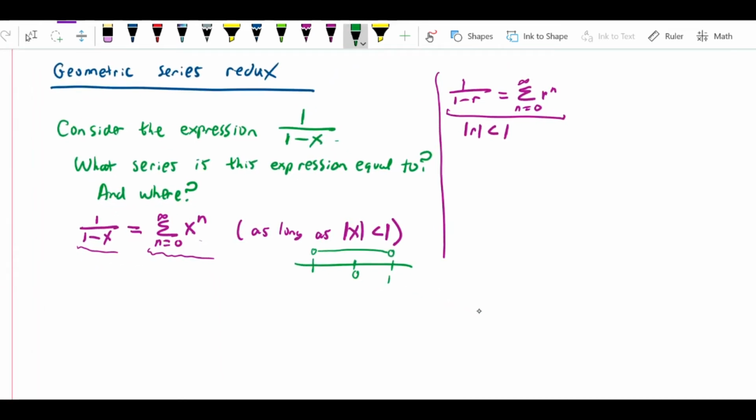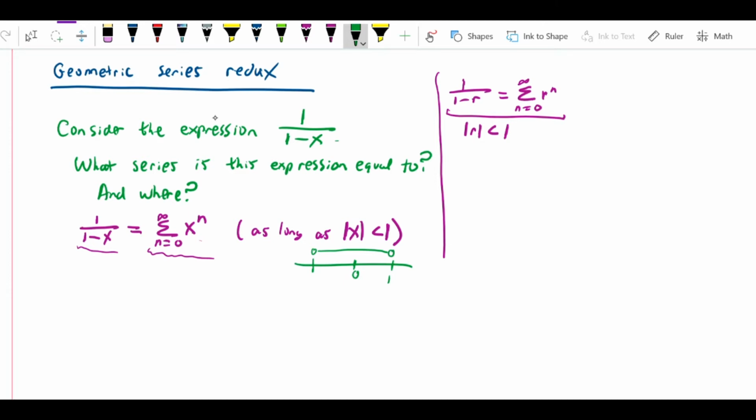By the way, I know I've labeled this geometric series redux, where I'm just using the term redux to mean revisited. Some people have come to me and said they were looking up more information on the internet and wanted to find out about this mathematical process of redux. Please don't do that. It's not a mathematical process. It's just my way of saying that we're revisiting the topic.